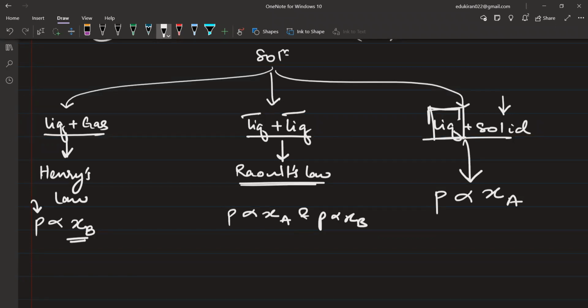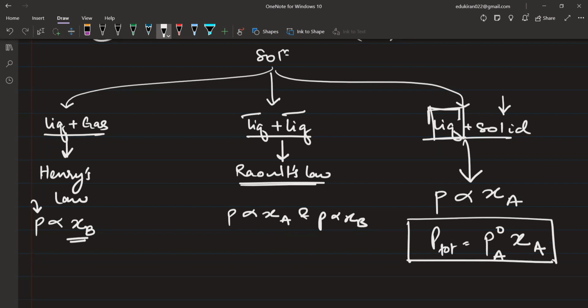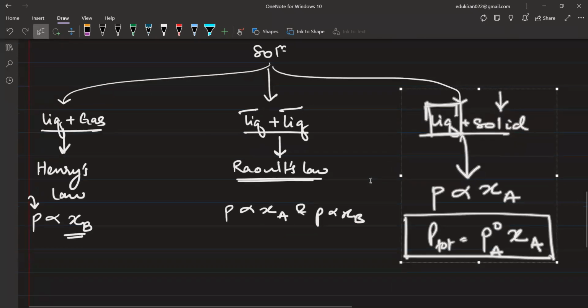Okay. So we can write the total pressure will be equal to P naught, the vapor pressure of pure solvent, multiplied by the mole fraction of the solvent. So this is the equation that we have for relative lowering of vapor pressure. We will modify it a little bit, but this is the summary of what we have done till now. Now we have to look at this portion in detail.